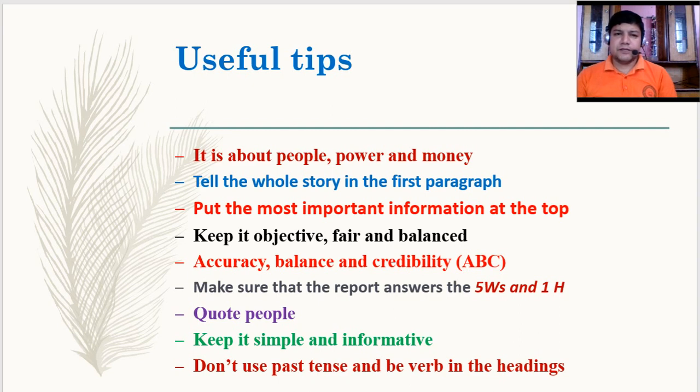For example, we don't write the PM visited New Delhi. We don't write the PM visits New Delhi. If the PM is going to visit New Delhi in future, we may write the PM to visit New Delhi. We don't write the PM is going to visit New Delhi. So we don't write this sentence, first sentence in heading. We write the PM to visit. If the PM has already visited, and if you are writing news about it, you can write the PM visits New Delhi. This is the way of writing the headings.